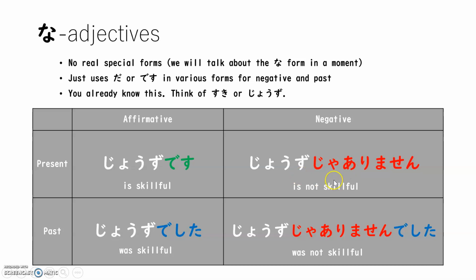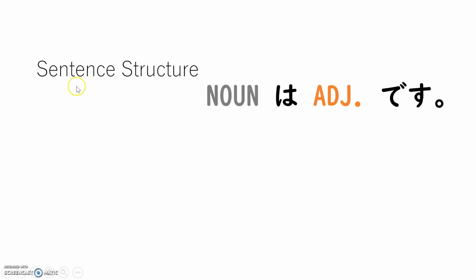Negative is not skillful, jouzu ja arimasen. Was skillful, jouzu deshita. Was not skillful, jouzu ja arimasen deshita. So we already are pretty familiar with these. They don't function exactly the same as i-adjectives, but we're going to get into that in a little bit. Here we go. So now let's see a sentence structure using adjectives.